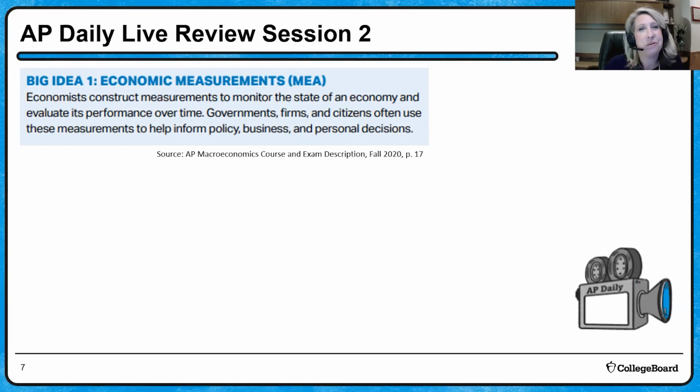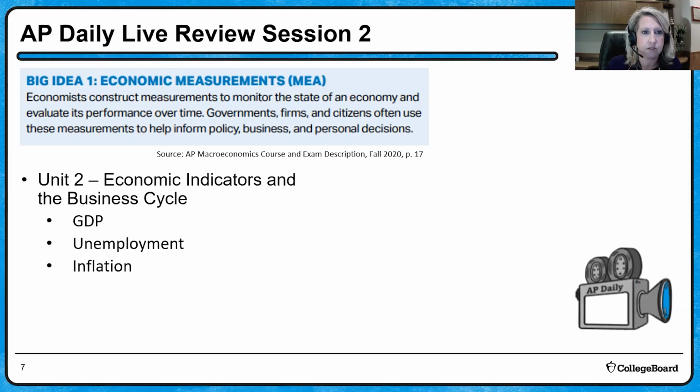So as you know, we measure a lot of different things in this course, and with measurement comes calculation. So tonight's session is really going to be focusing on the different calculations, the different formulas that you need to know. But I think if you keep in mind what it is you're trying to measure, it will really help you with those formulas and those calculations.